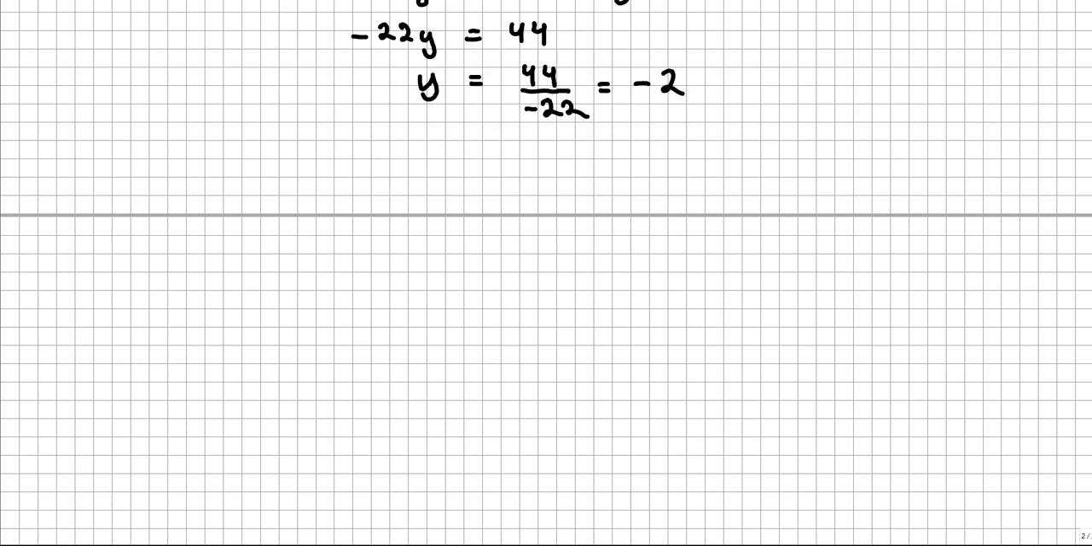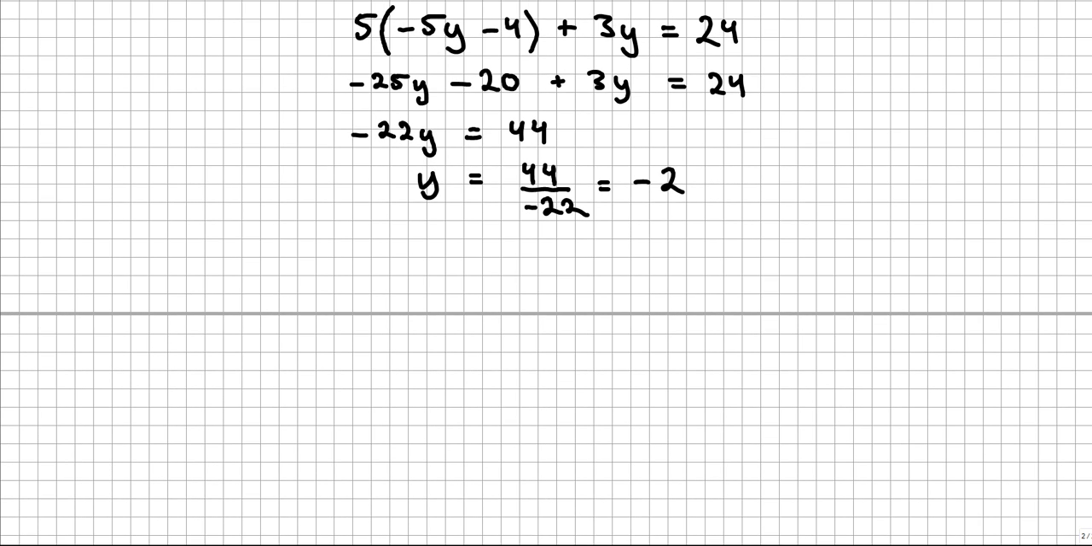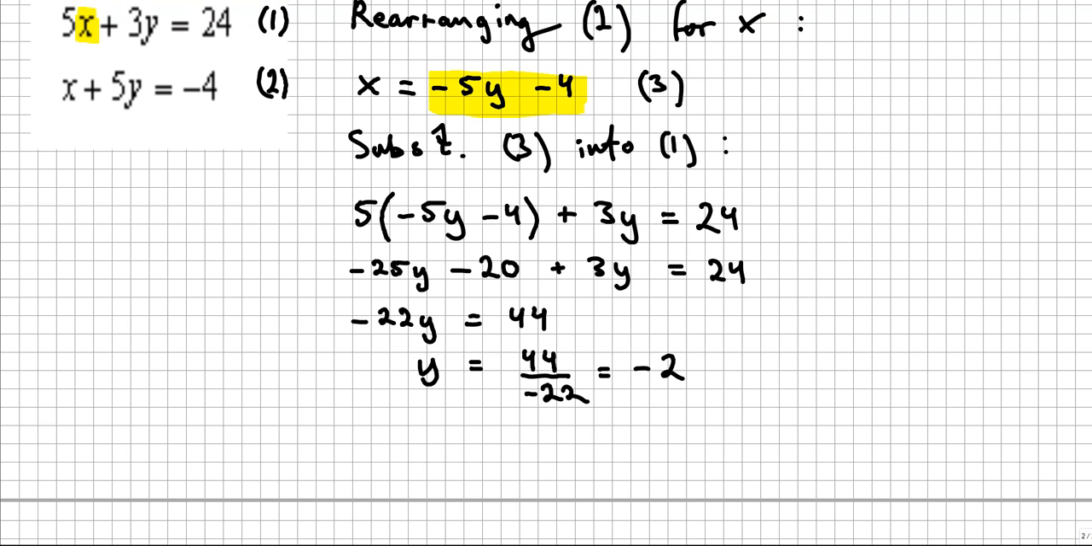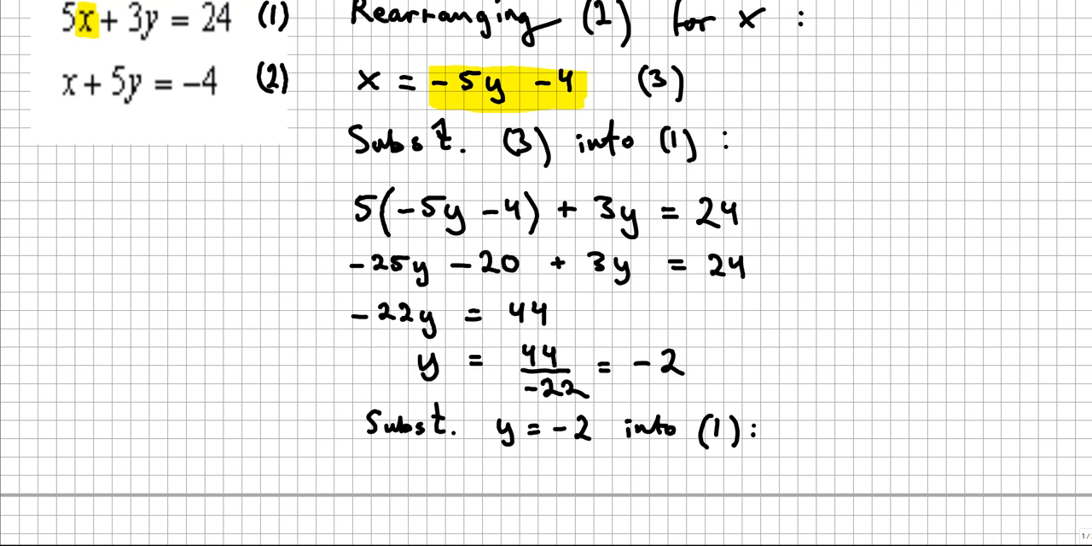Now we have the value for y, and now we can just continue a little bit to try to find out the value for x. So we can use equation number 1 or equation number 2, it doesn't really matter. So let's substitute y is equal to -2 into, and let's use equation number 1.